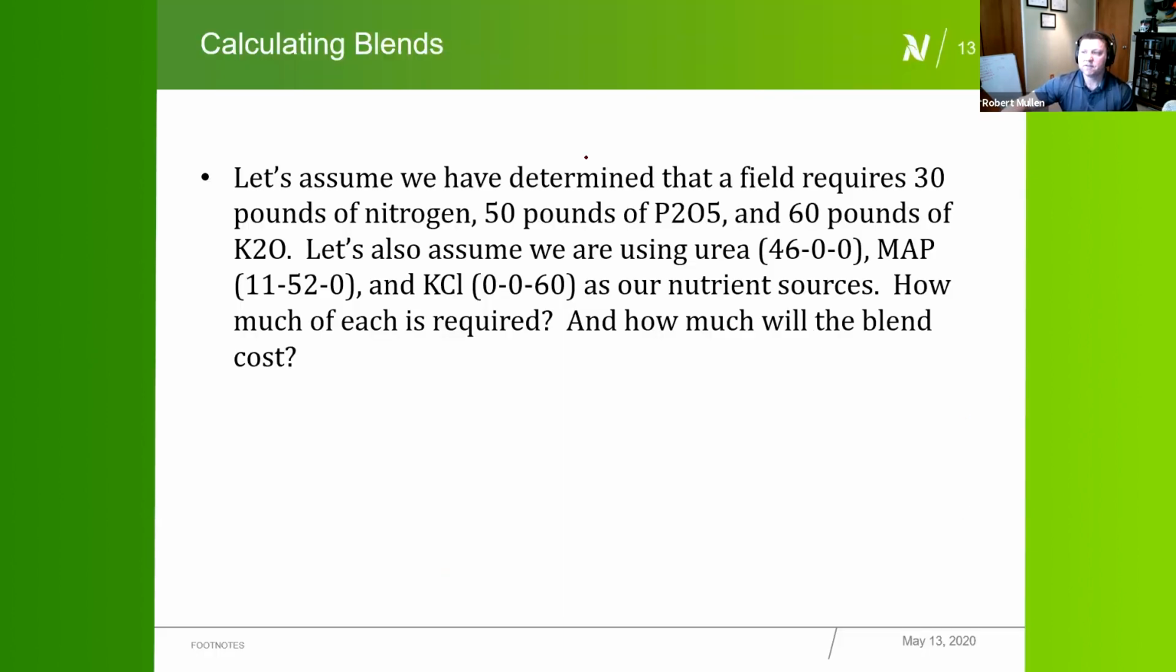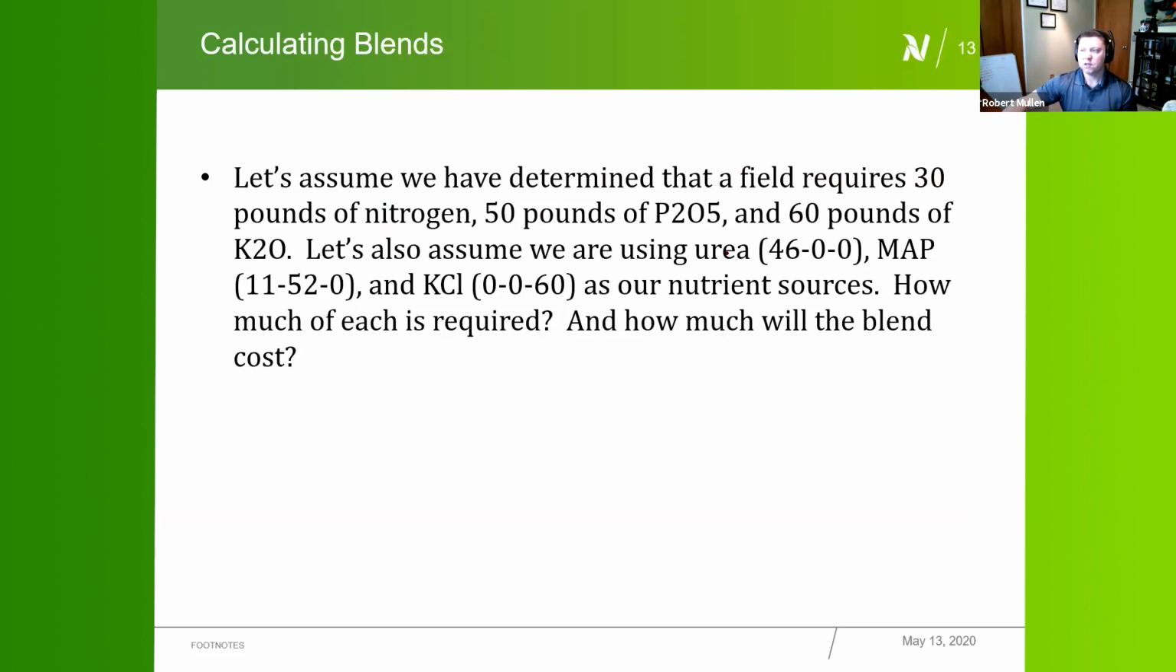Let's assume we have determined that the field requires 30 pounds of nitrogen, 50 pounds of P2O5, and 60 pounds of K2O. All right, so I know what my desired fertilization rate is for the 3 nutrients. And again, you could do this for all of the nutrients if you ultimately wanted to. It just gets more complex. The math isn't any more difficult. It's just more complicated to get to your answer.